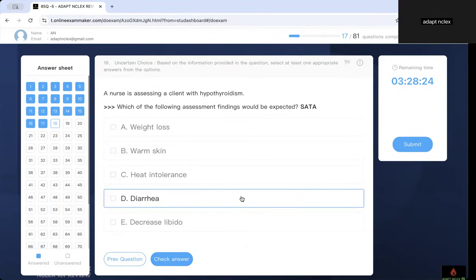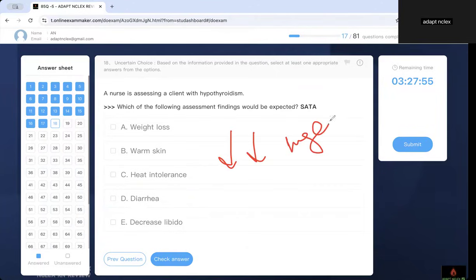Hypothyroidism. The options are weight loss, warm skin, heat intolerance, diarrhea, and decreased libido. Take your pen and paper and write it down. Everything about hypothyroidism, one word: all your symptoms are going to go down, except your weight. That means your weight is going to go up. Do you see weight going up? This is a weight loss.